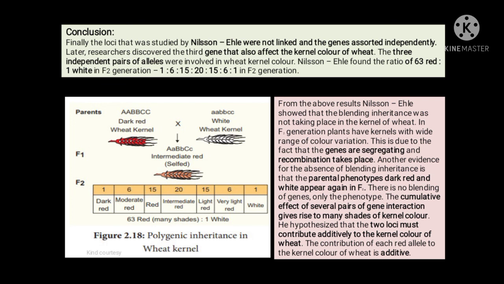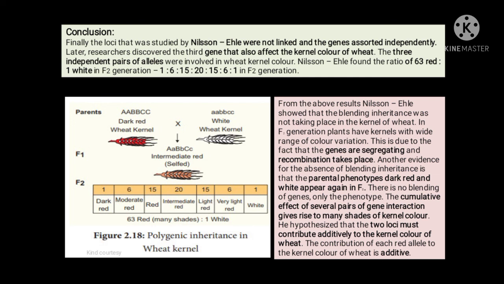Finally, the loci studied by Nilsson-Ehle were not linked, and the genes assorted independently. Later, researchers discovered a third gene that also affects the kernel color of wheat. Three independent pairs of alleles were involved in wheat kernel color. Nilsson-Ehle found a ratio of 63 red to 1 white in the F2 generation, with the phenotypic ratio 1:6:15:20:15:6:1.